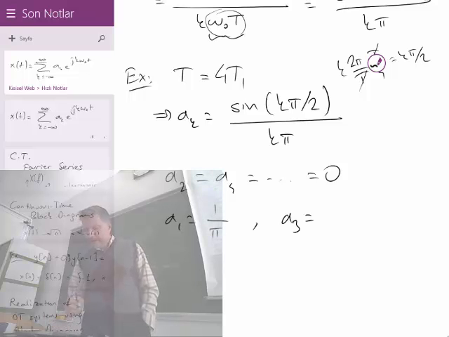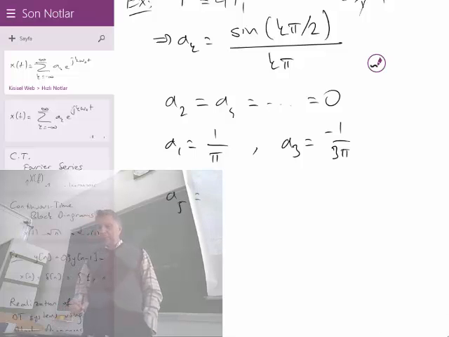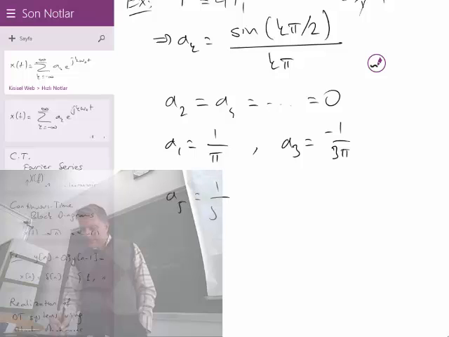What is a3? What is sine 3 pi over 2? Say it? Minus 1, exactly. Then a3 is equal to minus 1 over 3 pi. Let's write a few more. a5 is equal to sine 5 pi over 2. Then that is again 1. So it is alternating in sign. a5 is 1 over 5 pi. a7 is minus 1 over 7 pi.